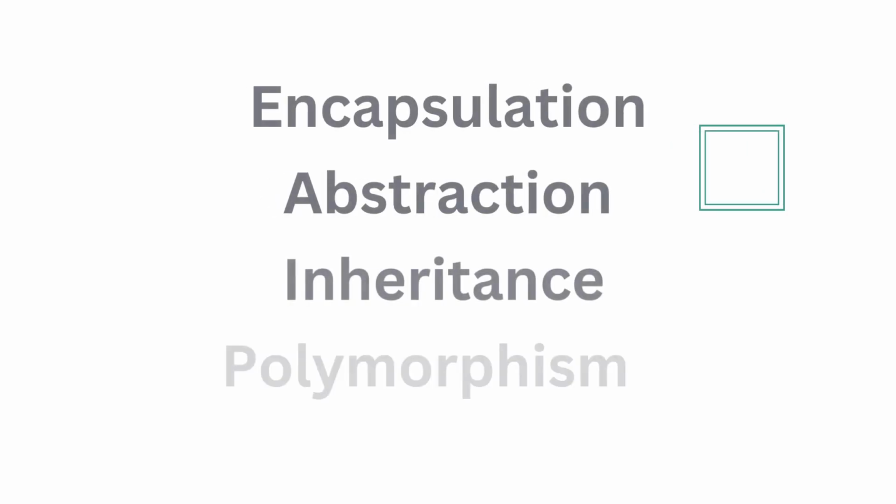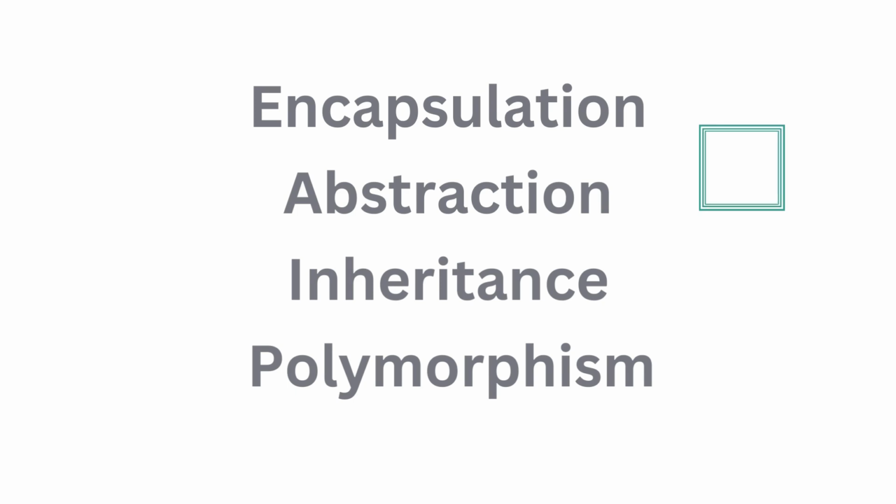And there are 4 main pillars when it comes to object-oriented programming. They are encapsulation, abstraction, inheritance, and polymorphism. Let's go through them in our example.